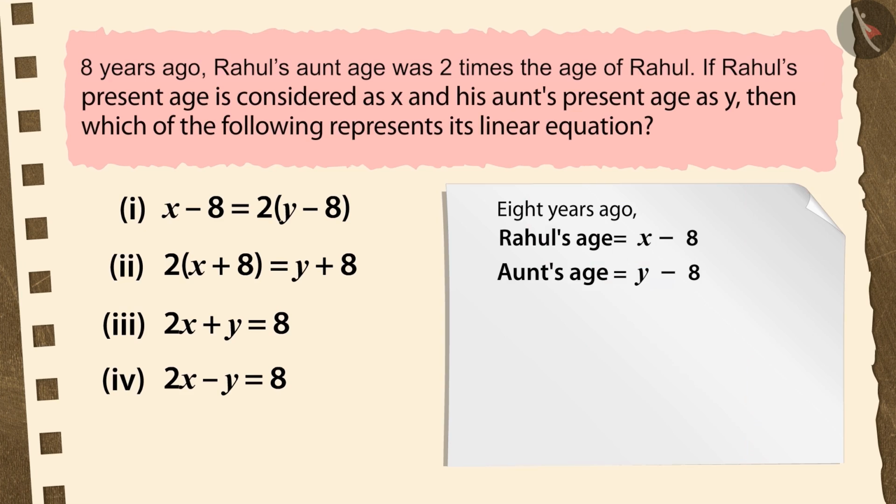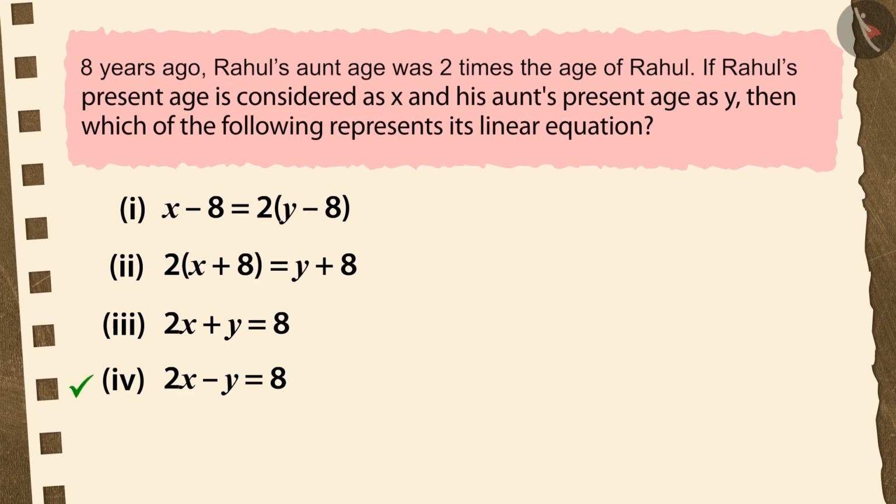8 years ago, both of them will be 8 less than the present, that is, x minus 8 and y minus 8. Aunt's age is 2 times Rahul's age. Therefore, we will multiply Rahul's age by 2 to make both sides equal. Solving this further, we get 2x minus y equals 8. So, you can say that the fourth option is the correct answer.